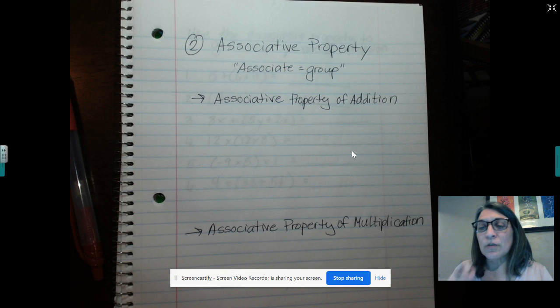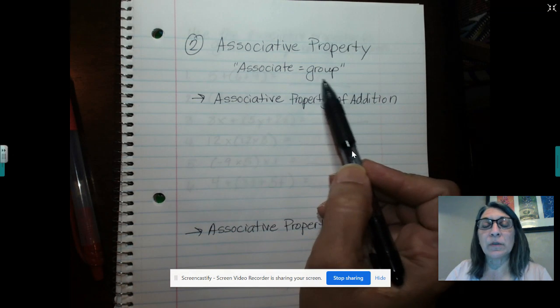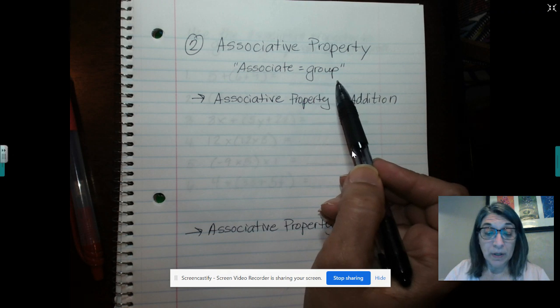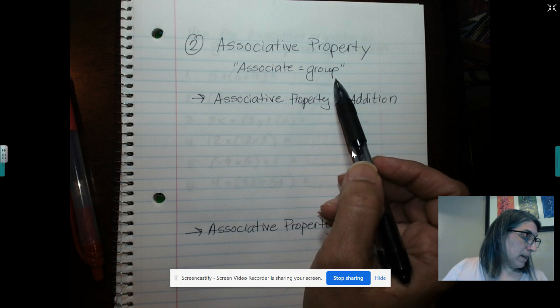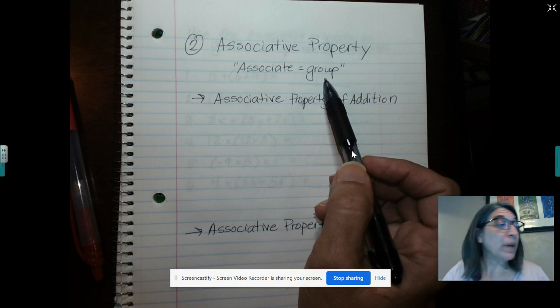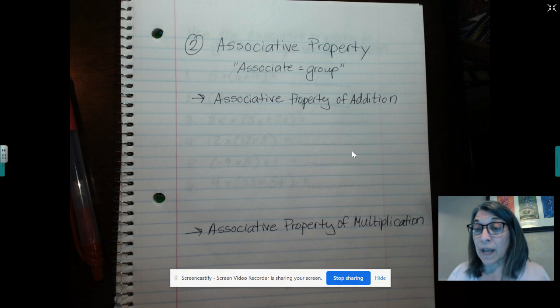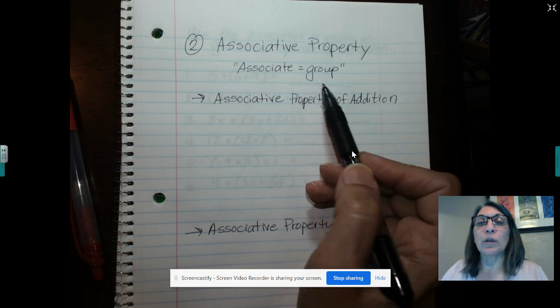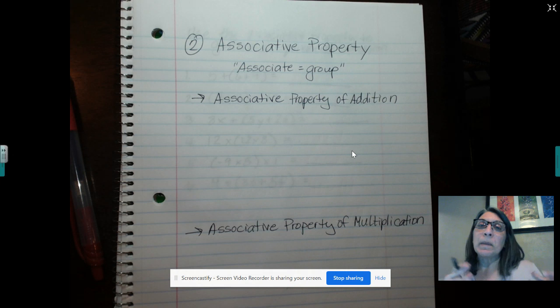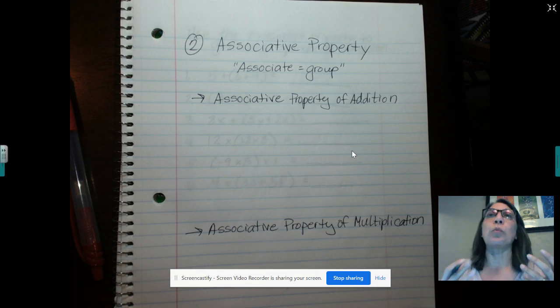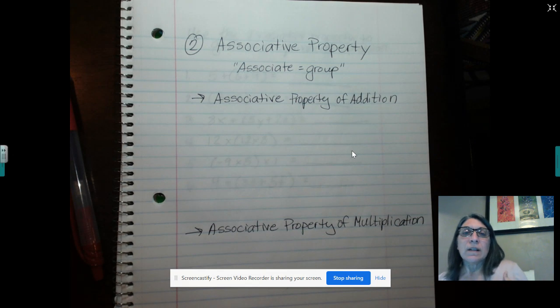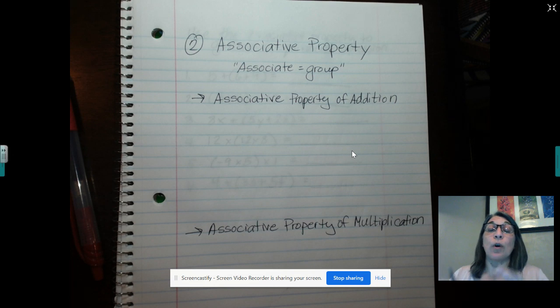We did commutative. Associative, basically the key word here that we want to think of is group. Remember, on the commutative property, the word that we talked about was change. It's like changing locations. I commute to work and then I commute home. Associate is kind of like the group. So think of this as, who's the group of people you associate with? Who are the people you hang out with or associate with the most or have the most in common with? So what group do you associate with the most? So we're going to be looking at how numbers are grouped when we're talking about the associative property.